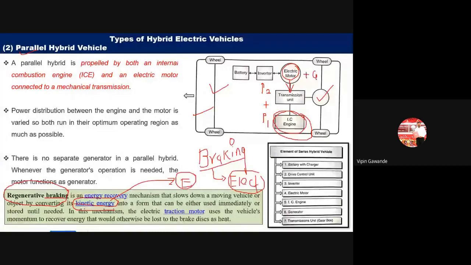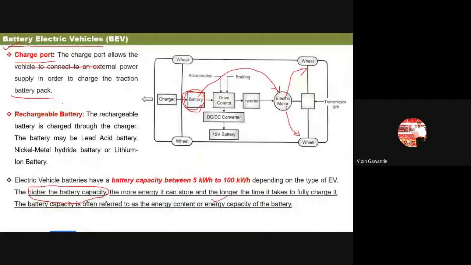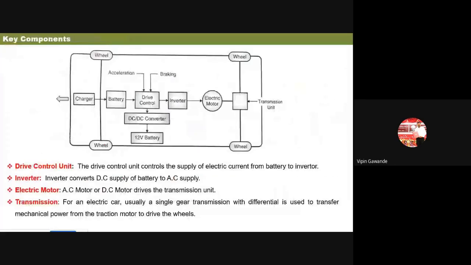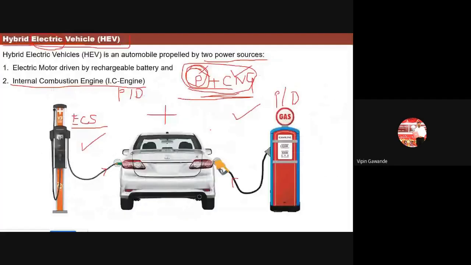So what you have to remember is two types of vehicle. One is the basic vehicle, that is the battery electric vehicle. It is very simple. It charges the battery, then the power of the battery goes to the electric motor, and the electric motor runs our vehicle. But if we are going for a hybrid vehicle, if I want to use two power sources, that means two fuels, then we have two types: one is series and another one is parallel.